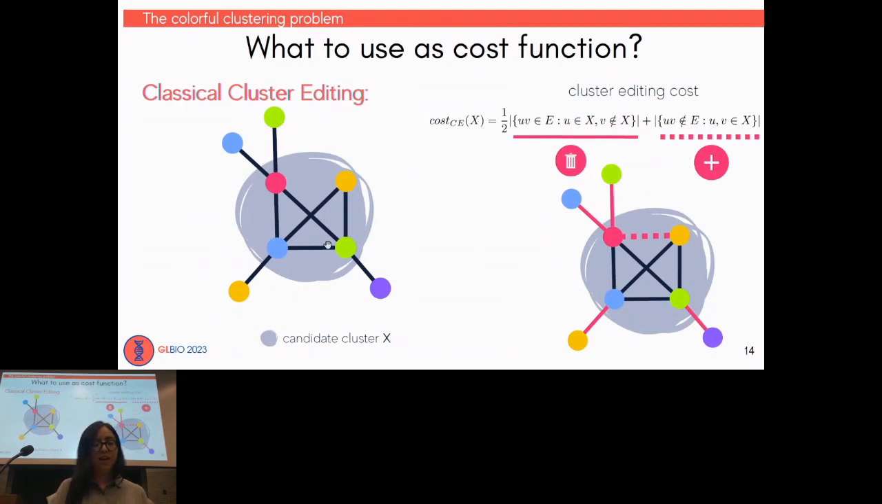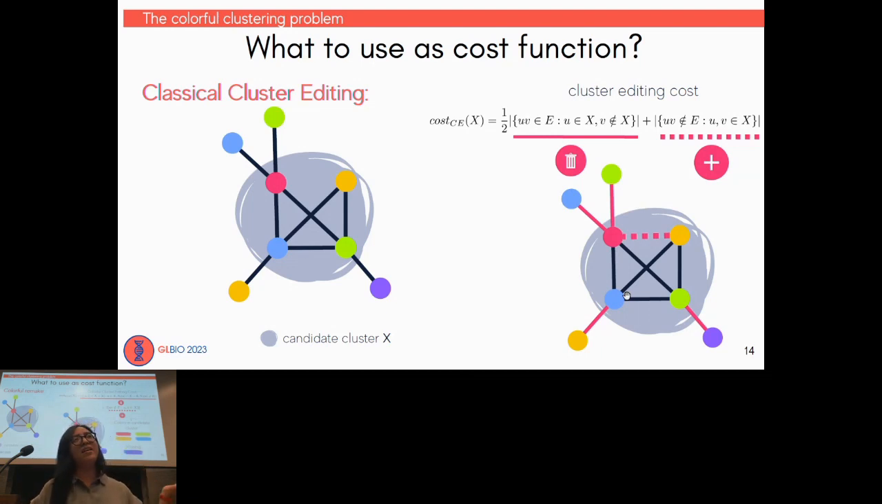Suppose that we have a candidate cluster like this in gray. To calculate the cluster editing cost, classically, we just count the number of edges that we have to delete, for example this one, and the number of edges that we have to add to make this a clique, where every node is a neighbor of all the other ones and everything is connected.